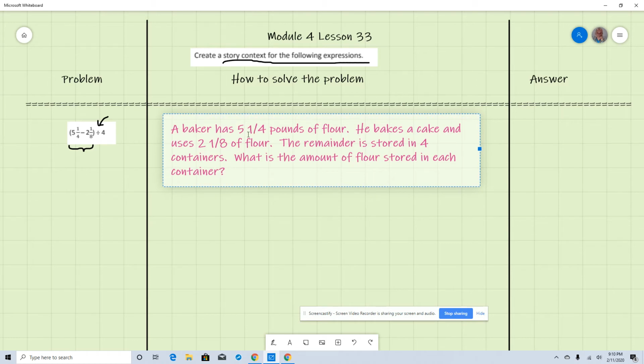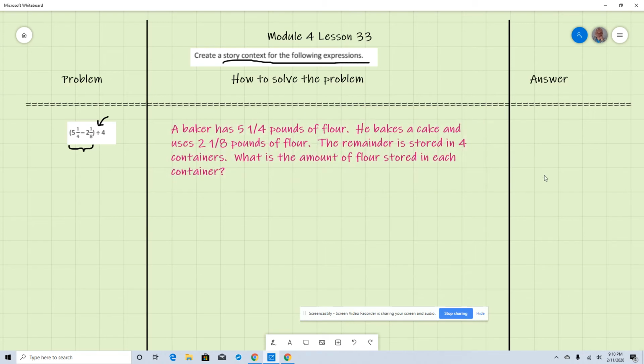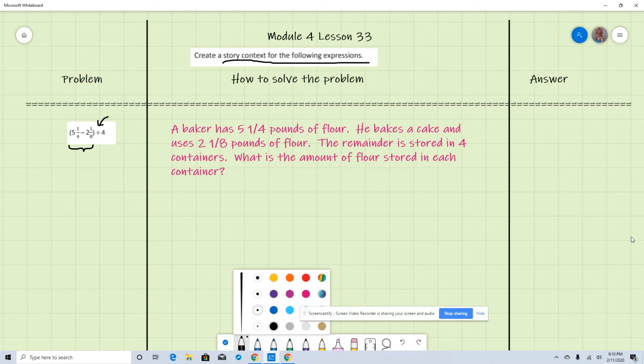A baker has 5 1/4 pounds of flour. He bakes a cake and uses 2 1/8 pound. Oh, let me write this down. Pounds of flour. The remainder is stored in 4 containers. What is the amount of flour stored in this container? All right, that is our problem. Now all we have to do is solve it, which should be simpler, right?